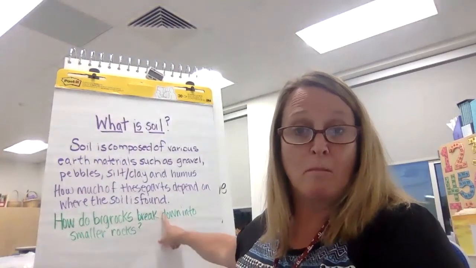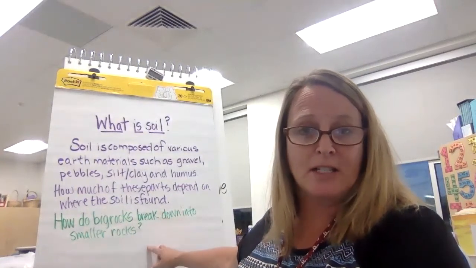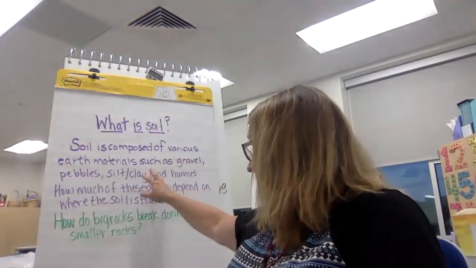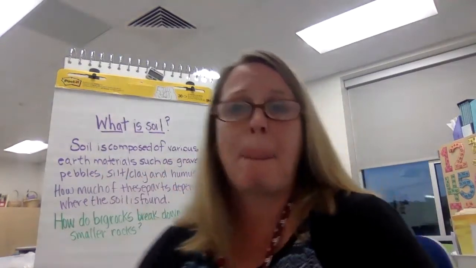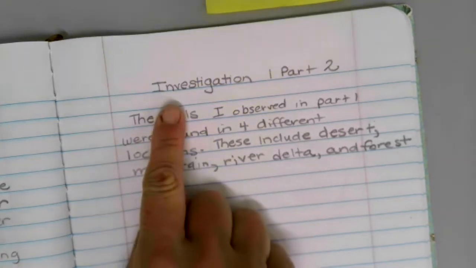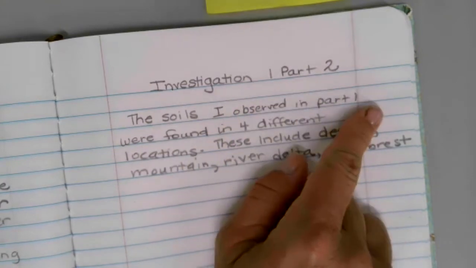How do big rocks break down into smaller rocks, like the pebbles and the gravel, and then eventually silt and clay? So please go get your science notebooks and pencils and come right back. Because all of the investigations that we will be doing build on top of one another, I want you to write Investigation 1, Part 2.